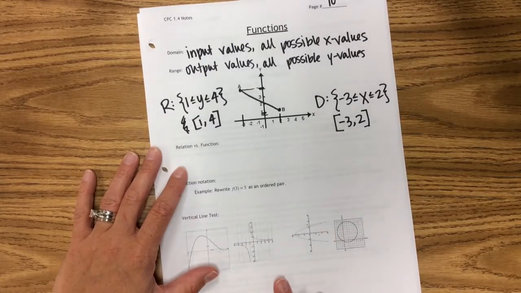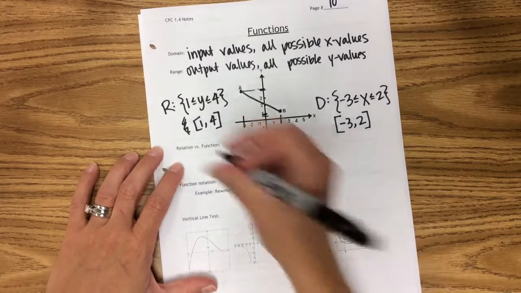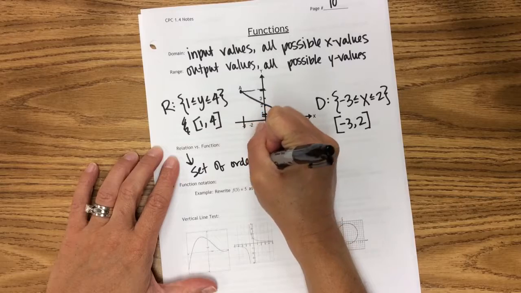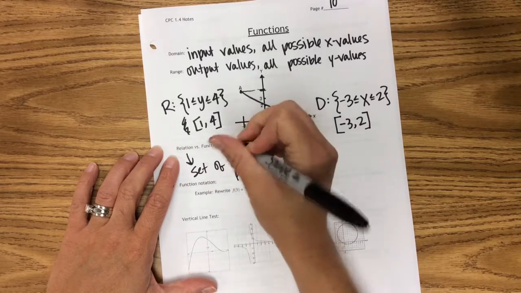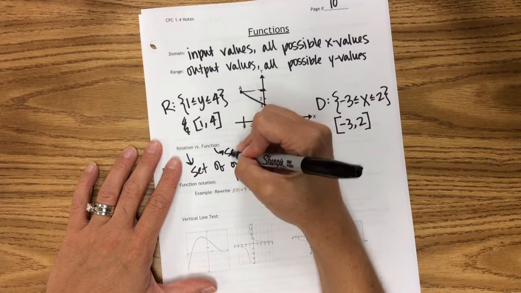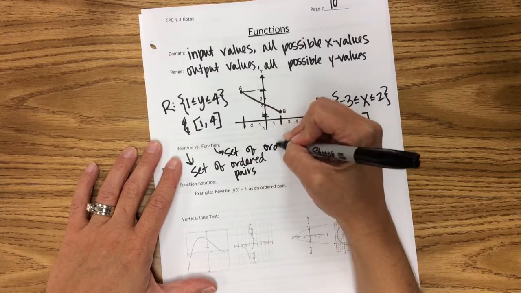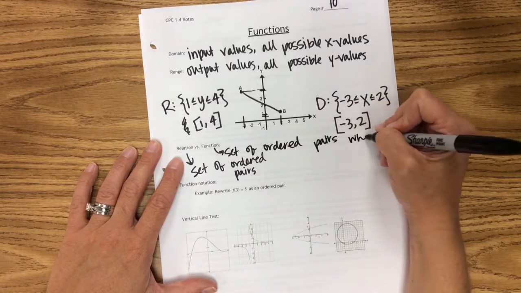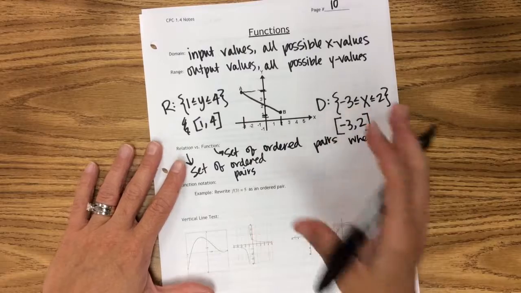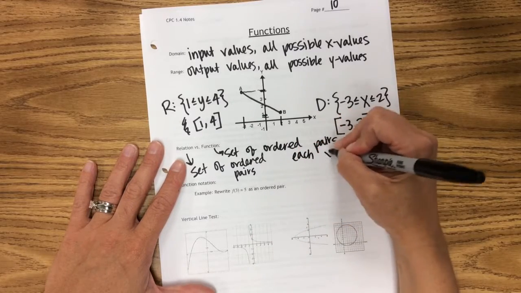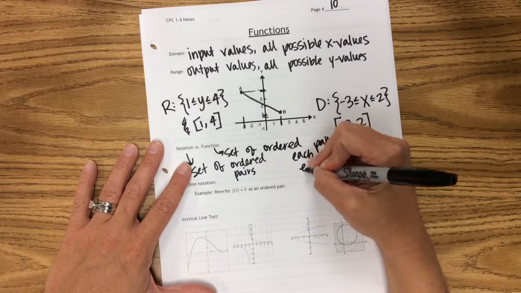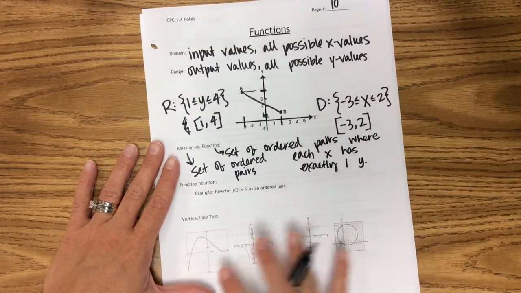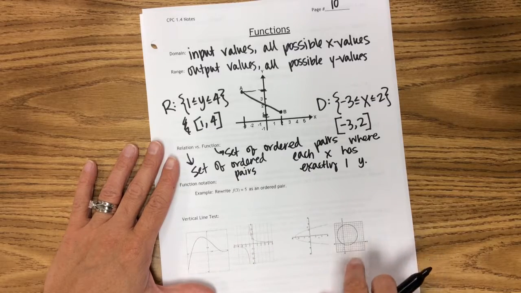Function, or relation versus function. A relation is only a set of ordered pairs. And they can be anything. A function is specific. It is a set of ordered pairs where, and here's where it gets specific, each x has exactly one y. So we'll look at that definition more down here.